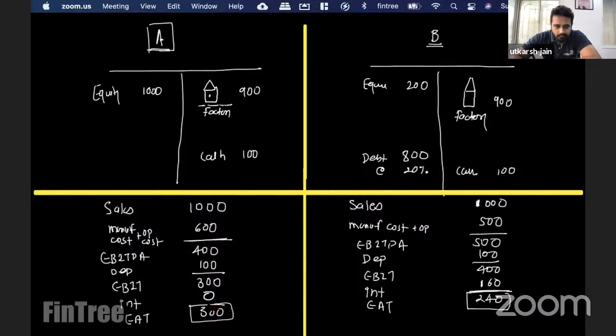Now, what I want you to do is, let me give you the market capitalization of both companies. In fact, let's assume that this is the same as market cap. So market cap here is 1000, just for simplicity, and market cap here is 200.